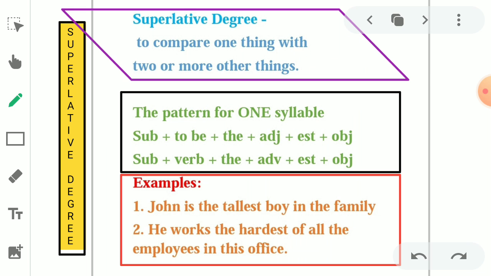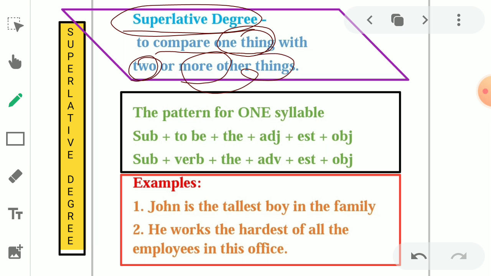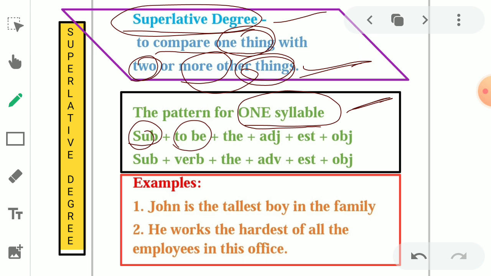Let's move on. The last one is about the superlative degree. The superlative degree is used to compare one thing with two or more other things. In this case, we have to use the superlative degree. The pattern for one syllable: subject, to be form, then the definite article is a must before the superlative degree. It is compulsory, right? Then the adjective form.